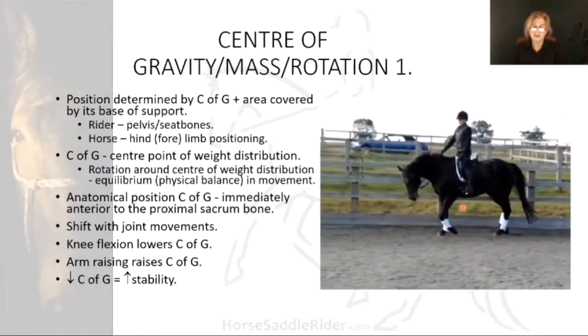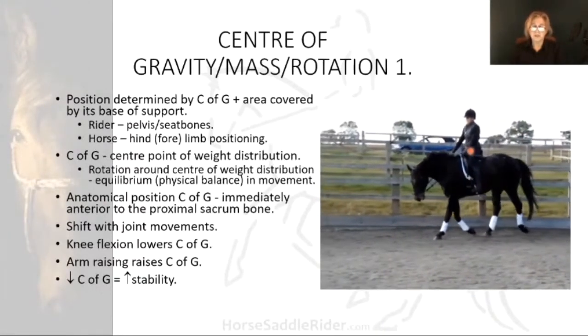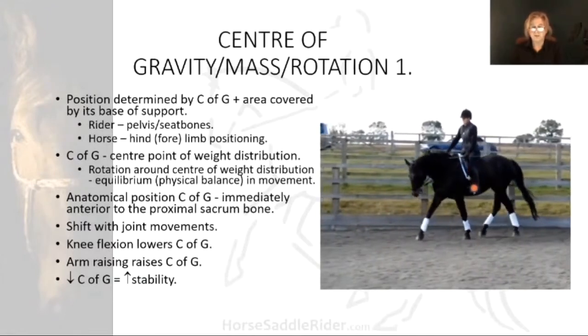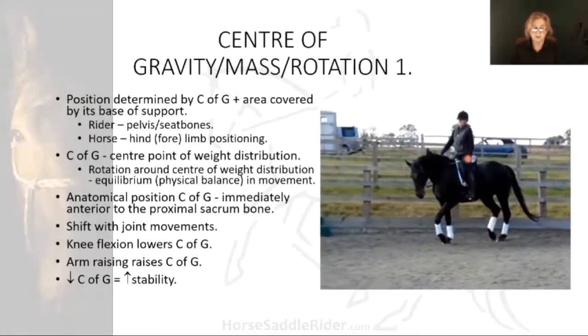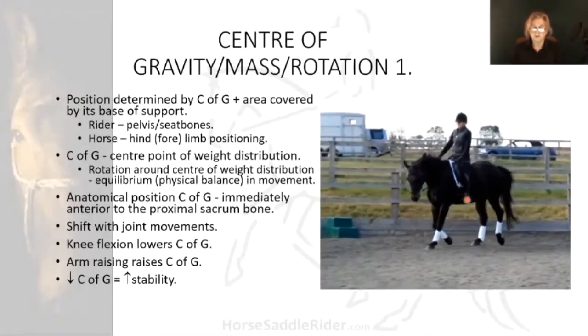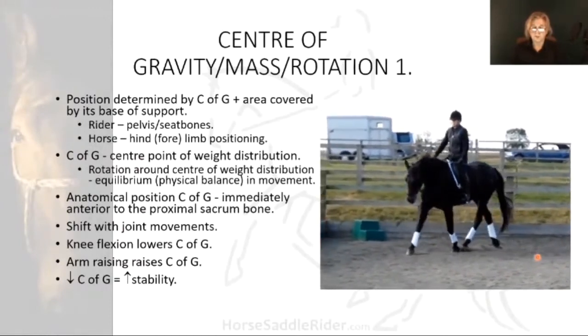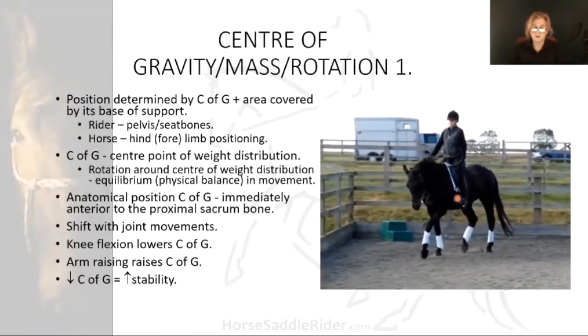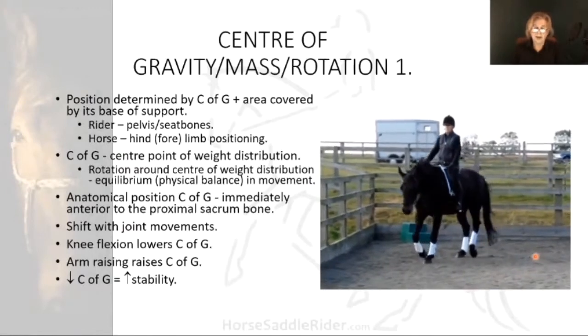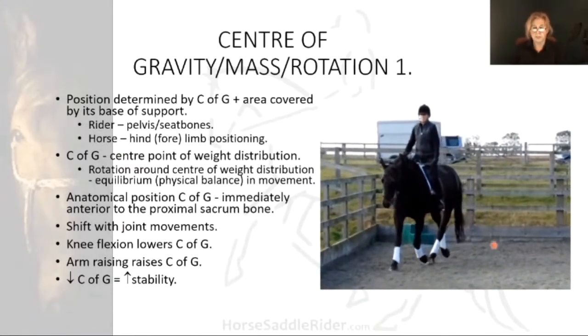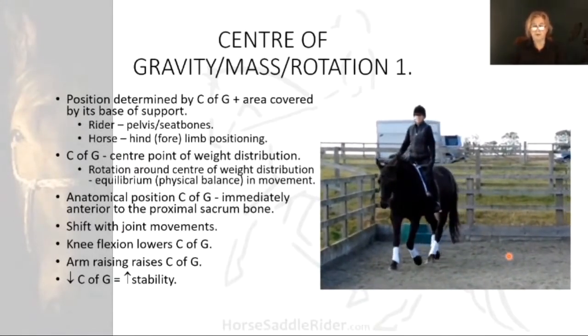And you can see these centers of rotation or gravity shifting. The balance shifts with the joint movements. You can see that as the horse moves around the corner. How does the horse remain upright? It begins to shift weight to maintain stability. So it will do that by placing the limbs accordingly.